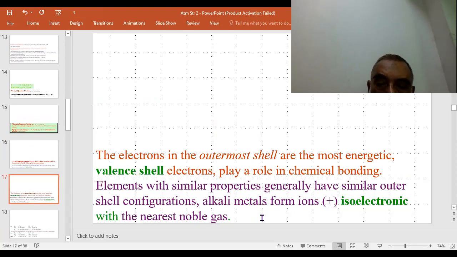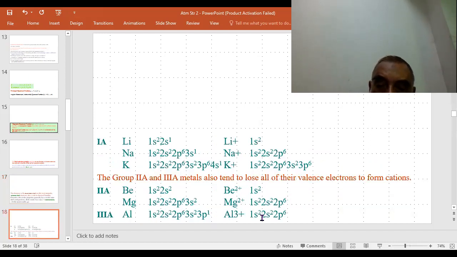The electrons in the outermost shell are the most energetic valence shell electrons, and they play a role in chemical bonding. Elements with similar properties generally have similar outer shell configurations. Alkali metals form positive ions, isoelectronic with the nearest noble gas, and non-metals form negative ions, isoelectronic with the nearest noble gas.